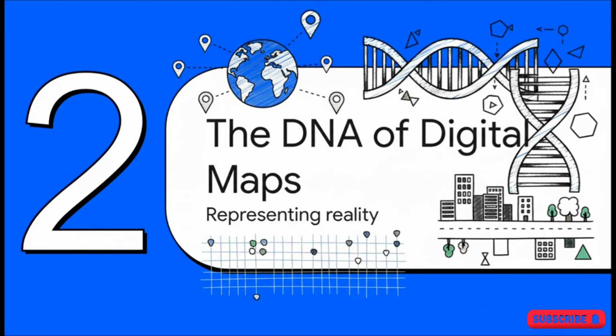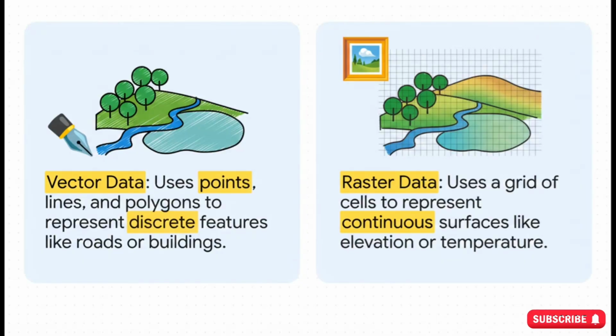complicated world and translate it into a digital language. And it does this in two really clever, totally different ways. Let's get into the basic DNA of a digital map. So how does a GIS see the world? Well, it uses two main models.